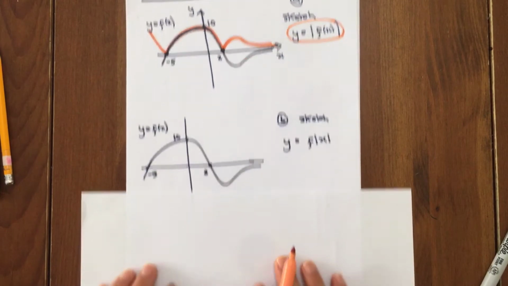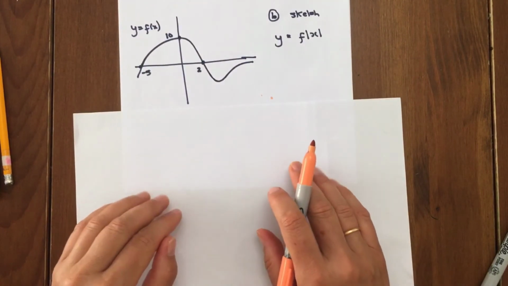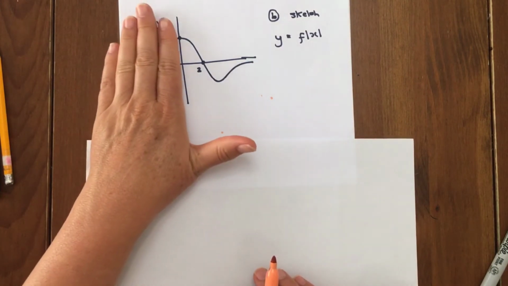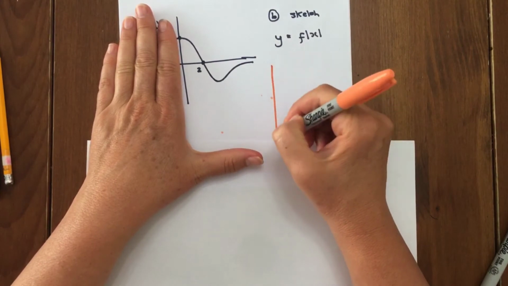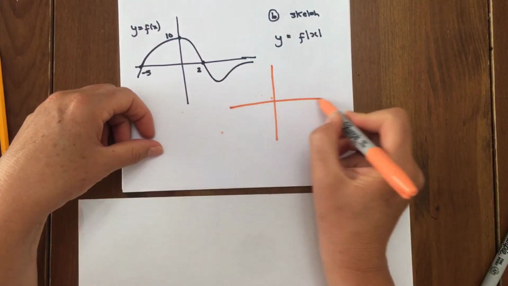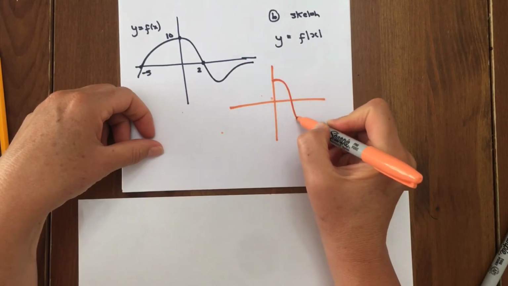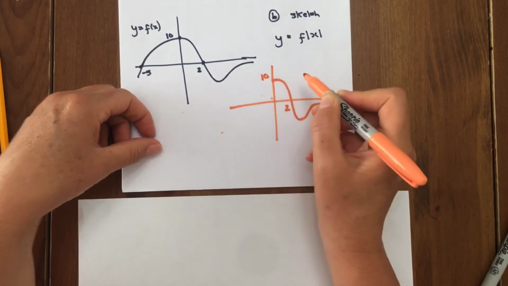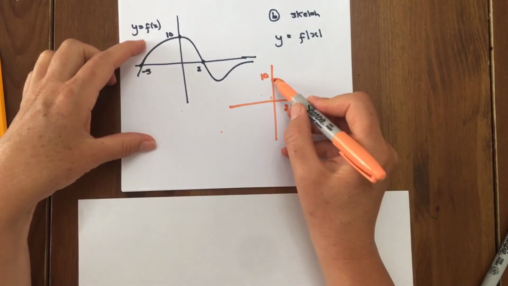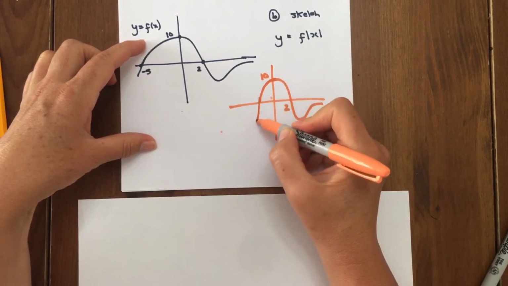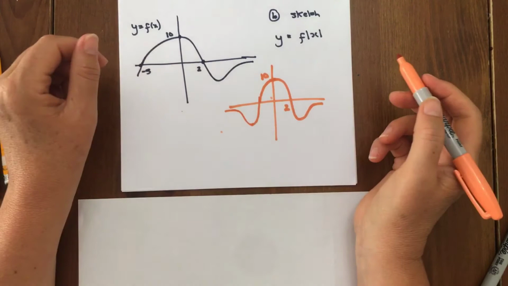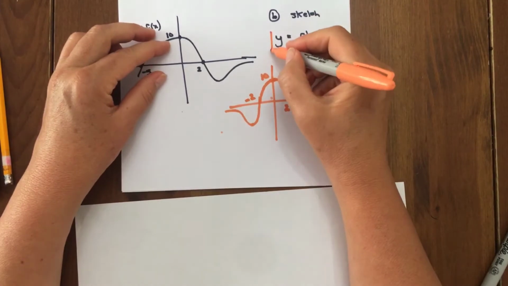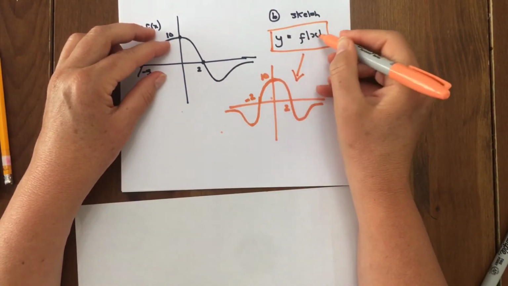Okay, let's look at if we were asked to plot f of the modulus of my x values. I'm just going to draw this graph again. I keep all my positive x values the same, goes through 2 and 10. I ignore all my negative x values, and then it's just a reflection about the y-axis, and I'll go through -2. So this is my answer here for f of the modulus of x.